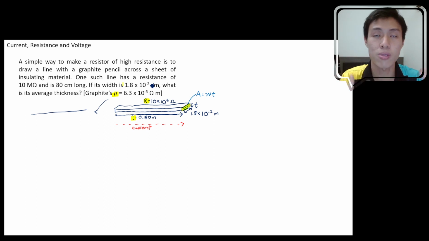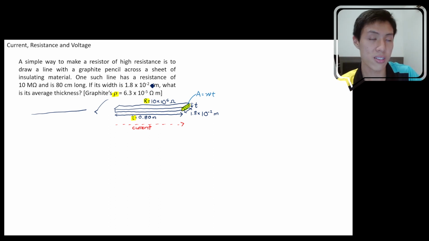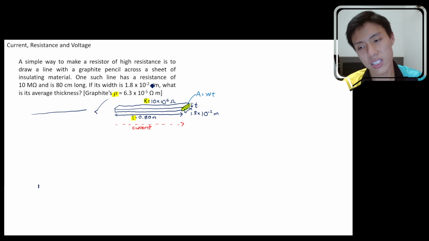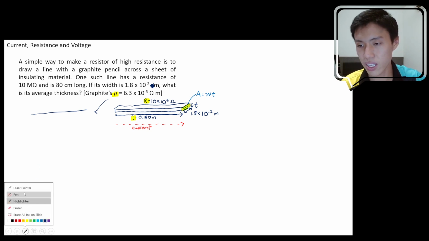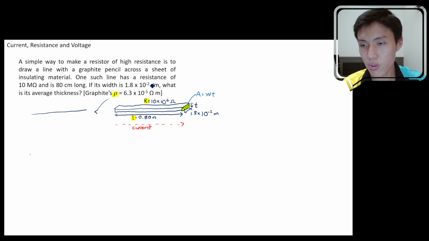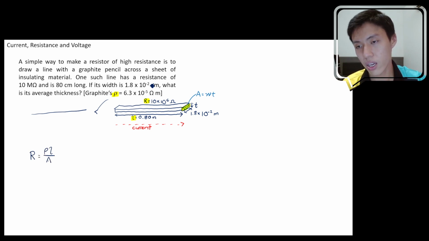The formula that discusses the factors affecting resistance. So the factors affecting resistance are resistivity, the length, and the cross-sectional area. They are still the same thing again and again, so nothing much to be explained actually. Okay, so we know that resistance is equals to rho L over A. Okay, I usually write it that way.